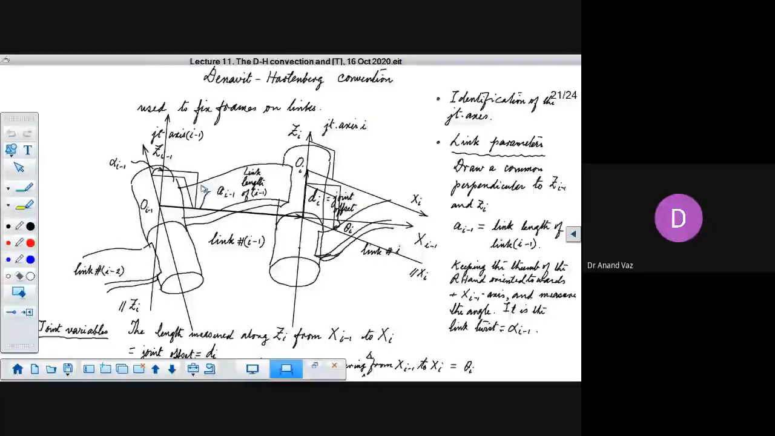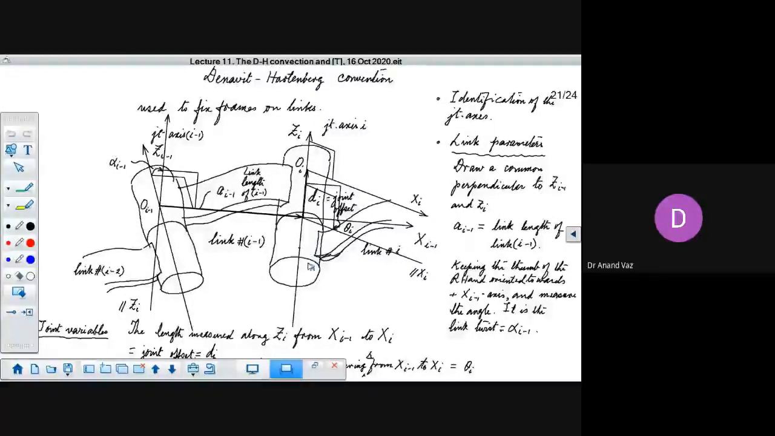Then we proceeded to determine the joint variables. Corresponding to the links, we have only two parameters: the link length and the link twist. These are enough to give us the relative position and orientation between these two joint axes.